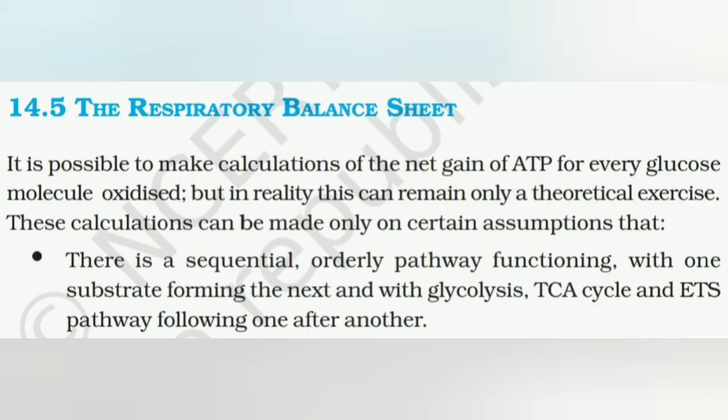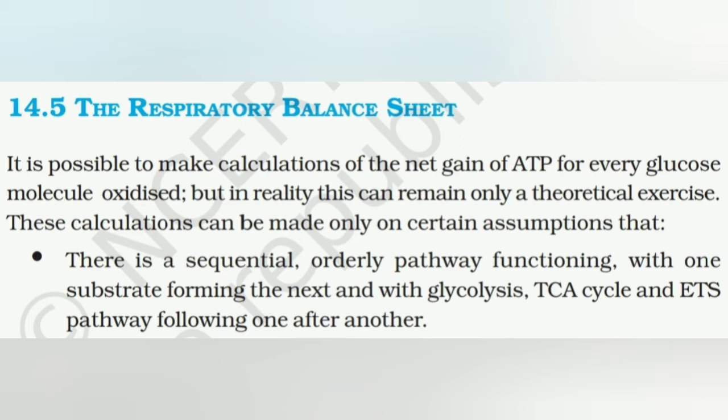Let us see the respiratory balance sheet. It is possible to make calculations of the net gain of ATP for every glucose molecule oxidized. But in reality, this can remain only a theoretical exercise. These calculations can be made only on certain assumptions. The first assumption is that this is a sequential, orderly pathway functioning with one substrate forming the next, with glycolysis, the TCA cycle and the ETS pathway following one after another.